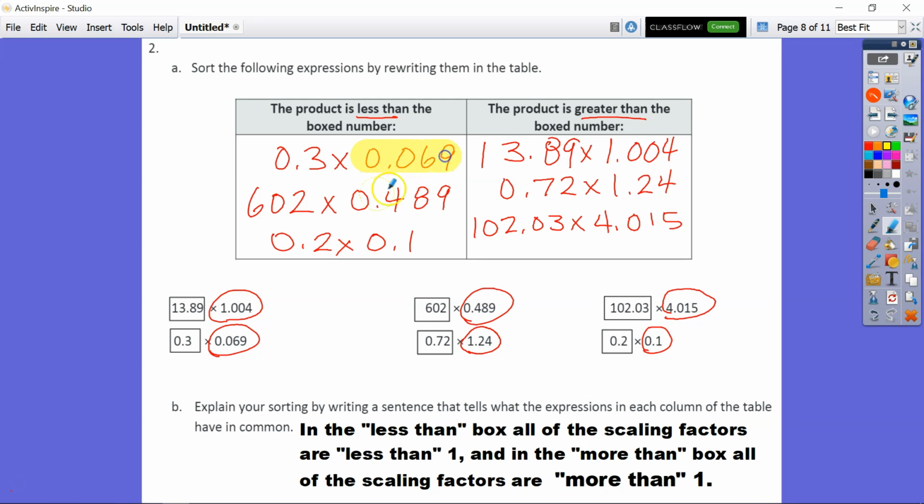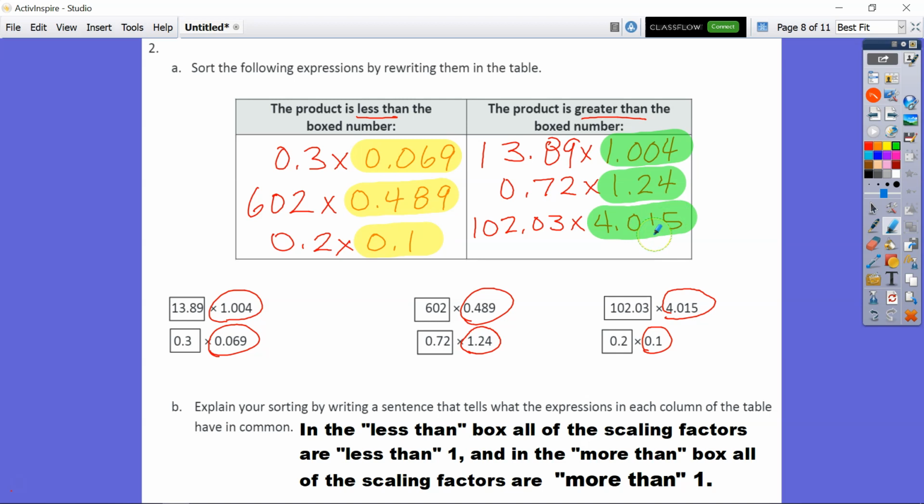So here's one factor that's less than 1. That's another scaling factor that's less than 1. And that's another scaling factor that's less than 1. And in the more than box, so this box over here, all of the scaling factors are more than 1. So that's what they have in common. Let's look at this. That's my scaling factor that's more than 1 here. Another scaling factor and another scaling factor.